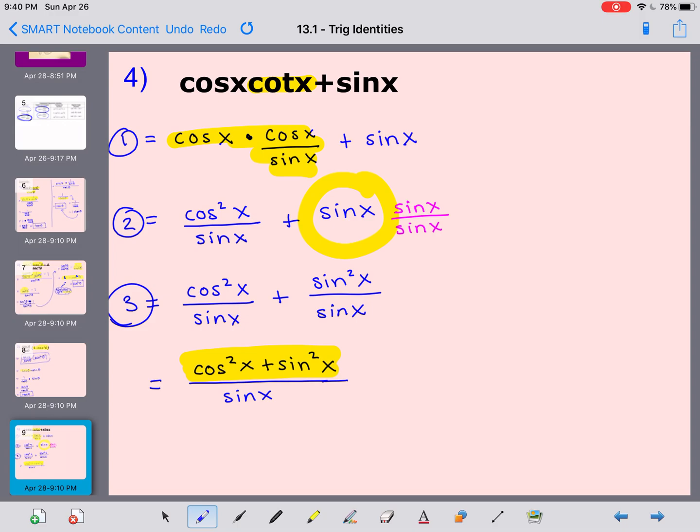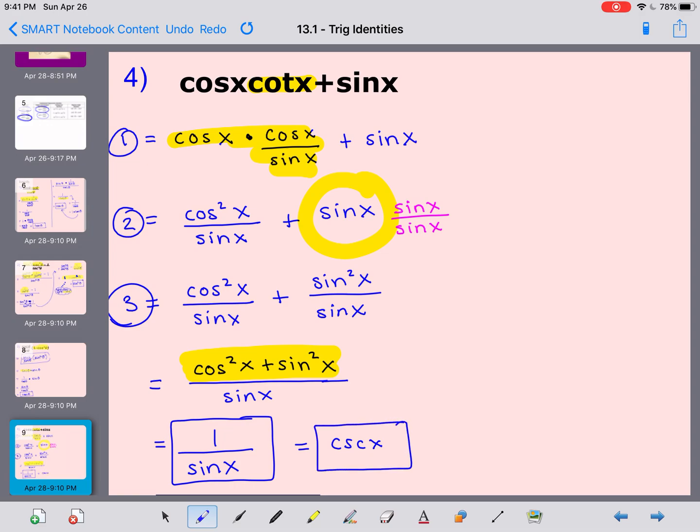That's the first Pythagorean identity. So cosine squared plus sine squared is equal to 1. So that whole numerator just became a 1. And 1 over sine of x. You could either leave it like this, I would accept either answer. That is fine, or if you took it and wrote this, that's fine. I would accept either one, because you did get it down to a single trig function.